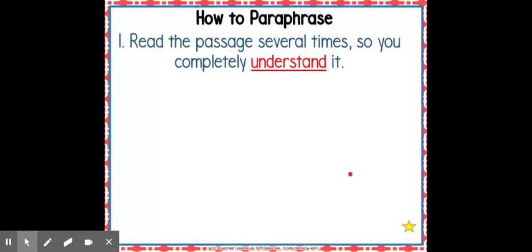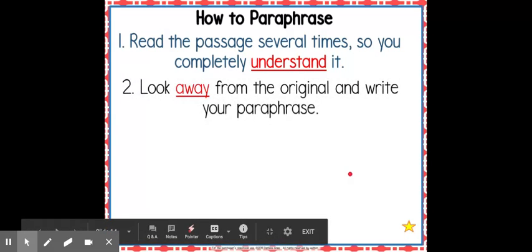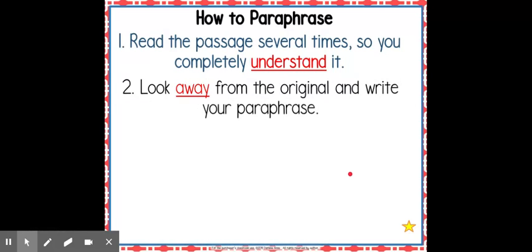So, how do I paraphrase? The first step is to read the passage several times so that you completely understand it. If you don't understand the passage, you're never going to write a summary or a good paraphrase. Look away from the original and then write your paraphrase. If you can't, looking directly at the passage will make you just simply copy the passage over.